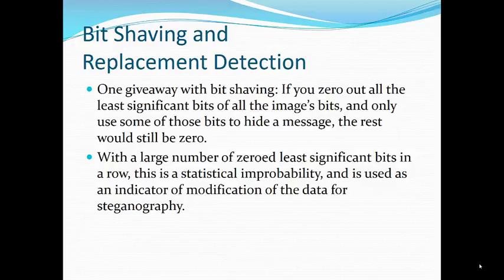But with a large number of zeroed least significant bits in a row, such as would be the case if your payload only took half of the image data, and the rest of the image data had all of the least significant bits stripped off, this is a statistical improbability, and it is used as an indicator of the modification.